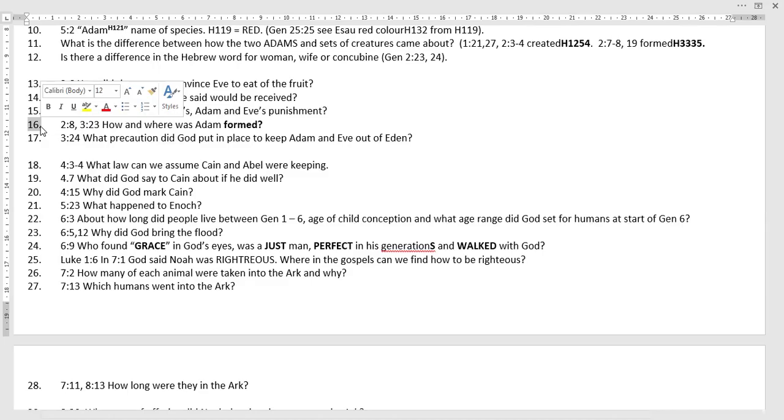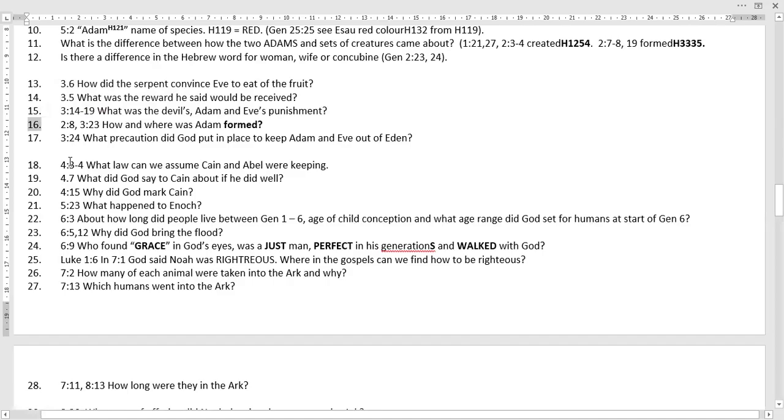Question 17. What precaution did God put in place to keep Adam and Eve out of Eden? It was the cherubims. We see that in verse 24. Question 18. What law can we assume Cain and Abel were keeping?